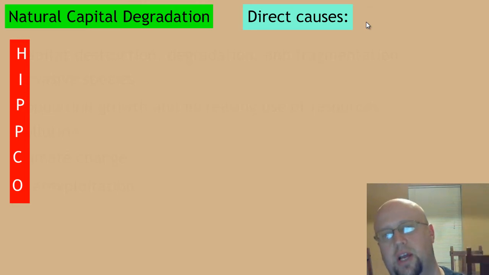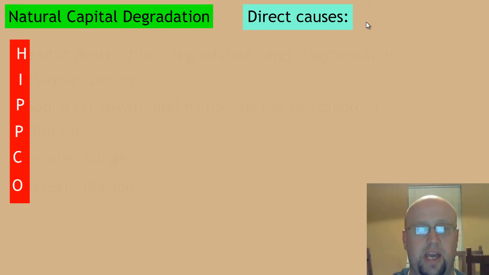So let's talk a little bit about some of the direct causes here, and you'll see some overlap between the underlying causes and the direct causes, but that's okay. We mean these are the things that are actually going to right then degrade the natural capital. The underlying causes, these are what lead into the direct causes for the most part.